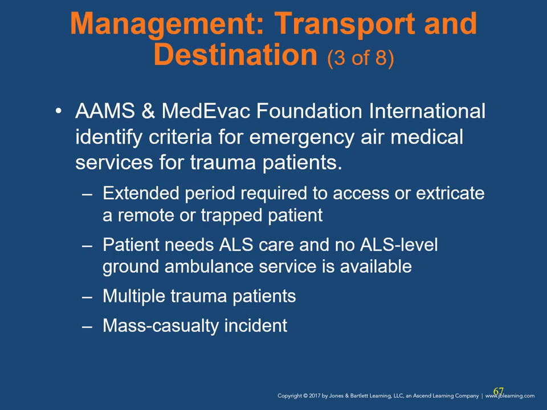There is an extended period required to assess or extract a remote or trapped patient. The distance to trauma center is more than 20 to 25 miles. The patient needs ALS care and there is no ALS level ground ambulance service available within a reasonable time frame. Traffic conditions or hospital availability make it unlikely that the patient will get to a trauma center via ground ambulance within the ideal time frame.